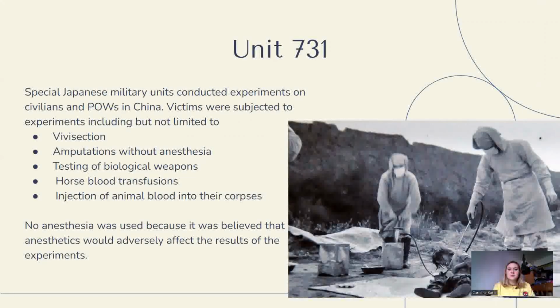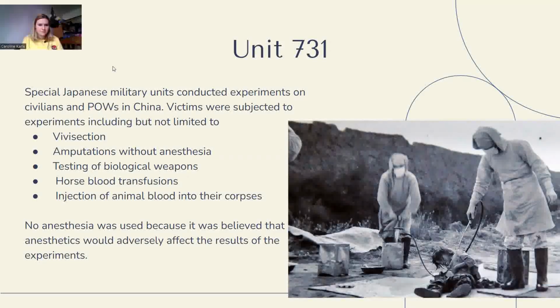Victims were subjected to experiments including, but not limited to, vivisection, amputations without anesthesia, testing of biological weapons, horse blood transfusions, injection of animal blood into their corpses, and much more. No anesthesia was used for these experiments because it was believed that anesthesia would affect the results of the experiments.